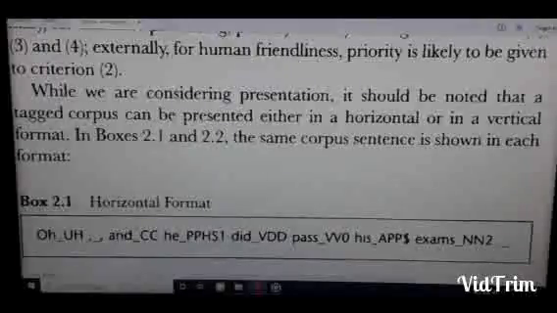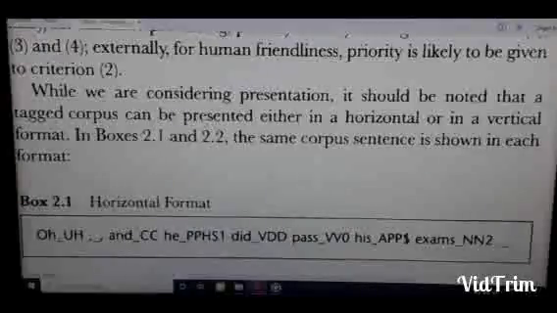While we are considering presentation, it should be noted that a tagged corpus can be presented either in a horizontal or in a vertical format. In boxes 2.1 and 2.2, the same corpus sentence is shown in each format. Box 2.1, horizontal format: O_UH ,_, and_CC. Oh, and he did pass his exams.